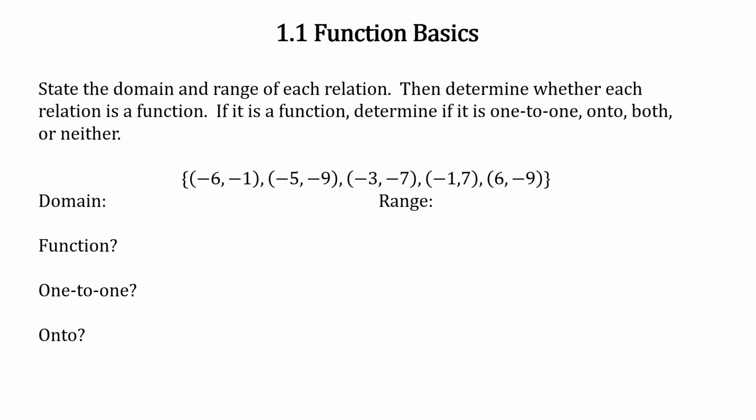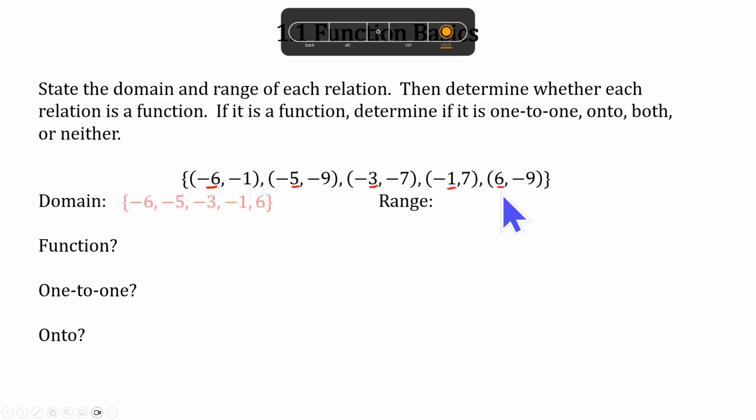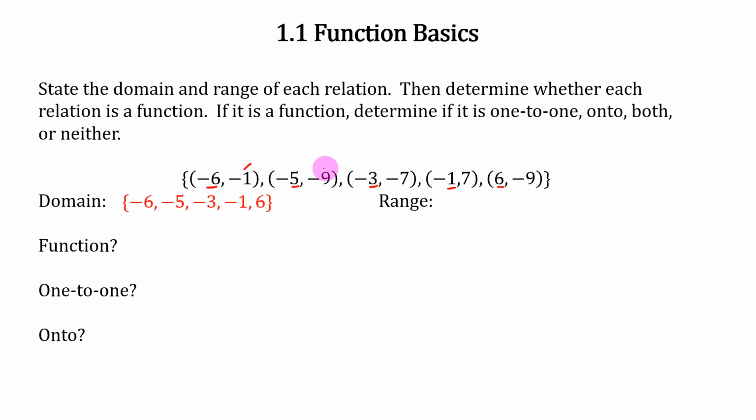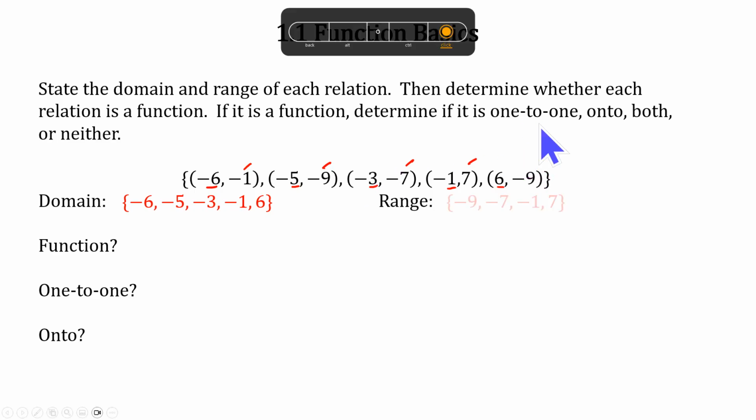Okay, so the domain is all the x values, -6, -5, -3, -1, 6. The range is all the y values, -1, -9, -7, 7, and -9's already been named. We don't need to name it again, but it is part of the range, but we don't need to name it twice.